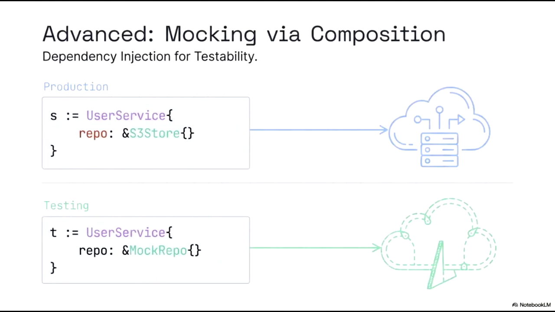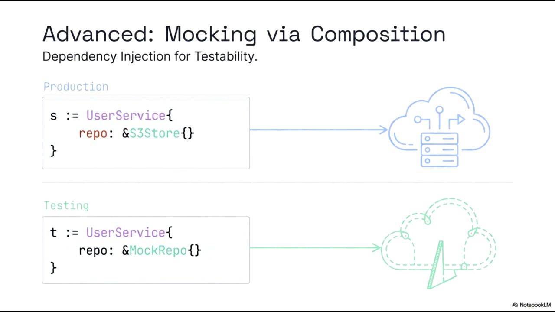Let's explore an advanced approach to mocking using composition. By applying dependency injection, we significantly improve the testability of our code. In the production example at the top, our user service is initialized with a concrete S3 store. This implementation interacts directly with live cloud infrastructure. For testing purposes, however, we want to isolate our service from these external dependencies.